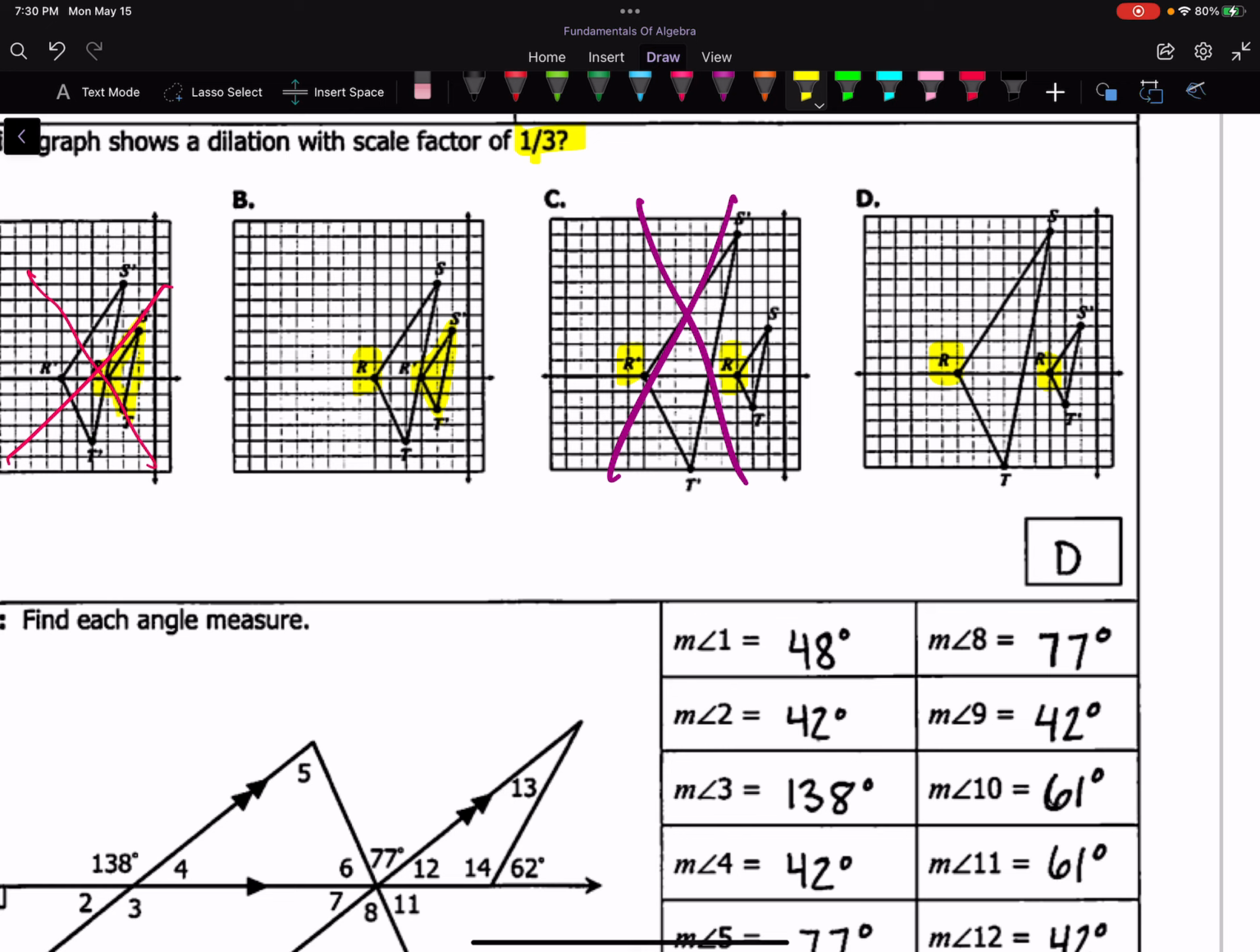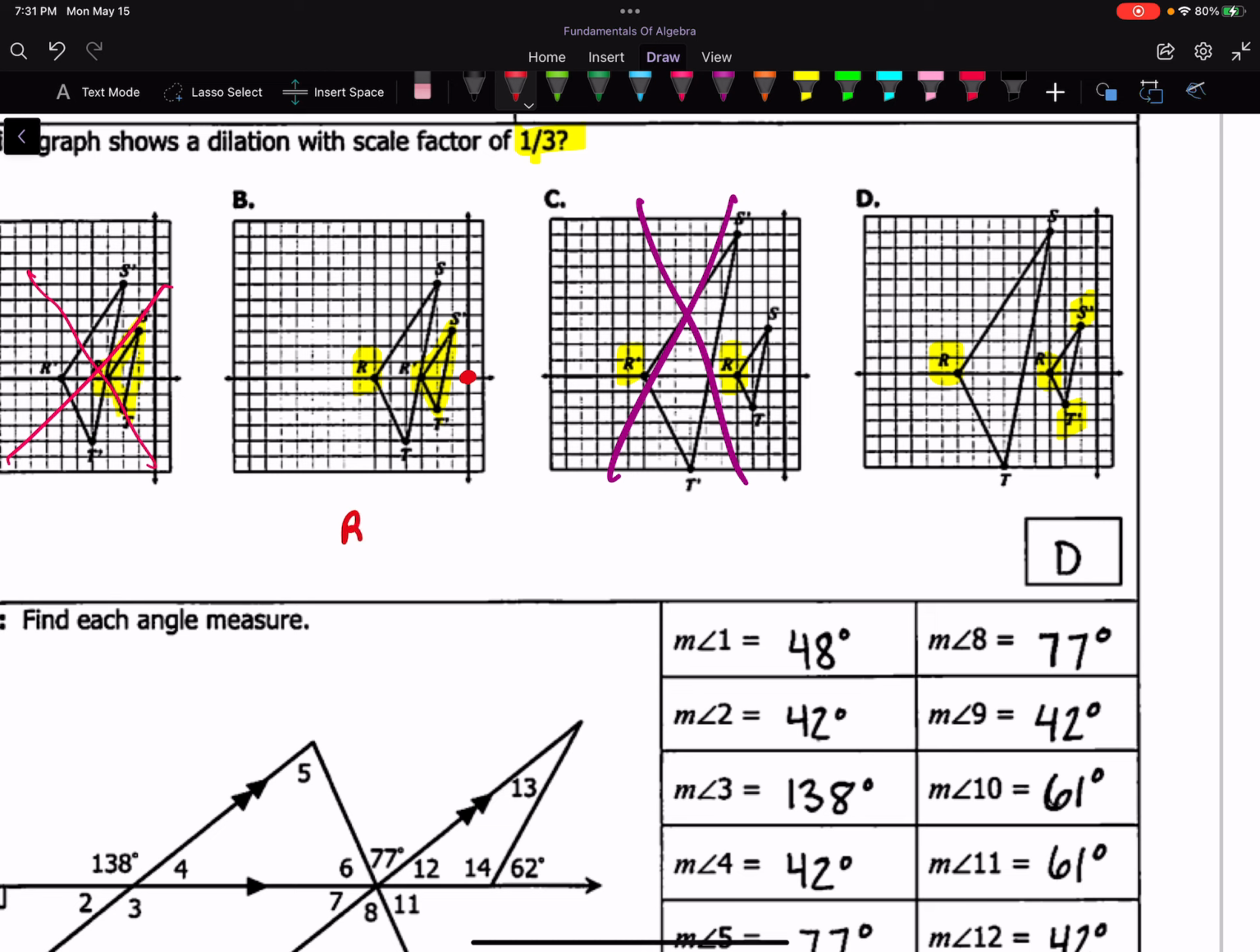Where's the prime? Yep. You can't see it on that R, but you can see it on the S and the T. So this is a reduction. So the only possible answers are B and D. If we take a look at R, let's see if we can count this. If this is the X-axis right here, there's the origin. We're coming back 1, 2, 3, 4, 5, 6.